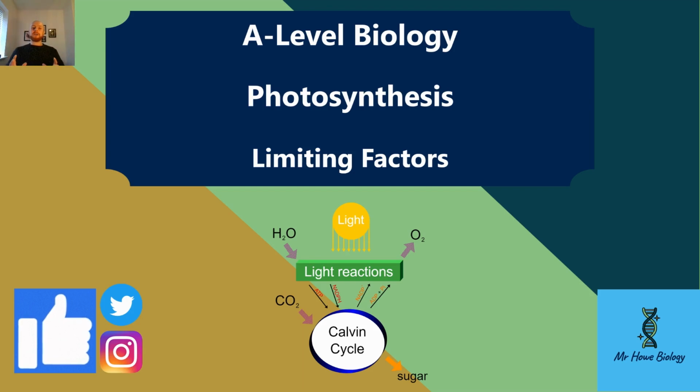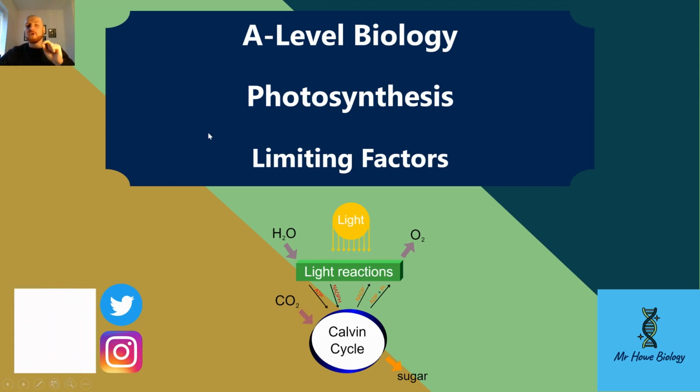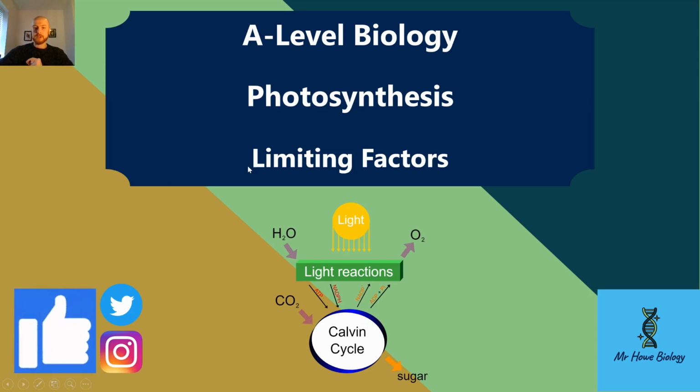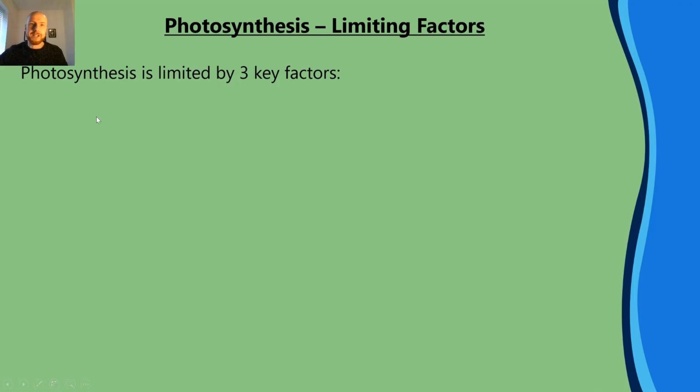Now, I know you guys like all of the revision you need for a topic in one video, so that's what I'm providing here today. So we're going to talk about limiting factors next of all, which is basically the factors that can limit the rate of photosynthesis. So let's dive in. Photosynthesis is limited by 3 key factors. Number 1, temperature. Number 2, light. And number 3, carbon dioxide.